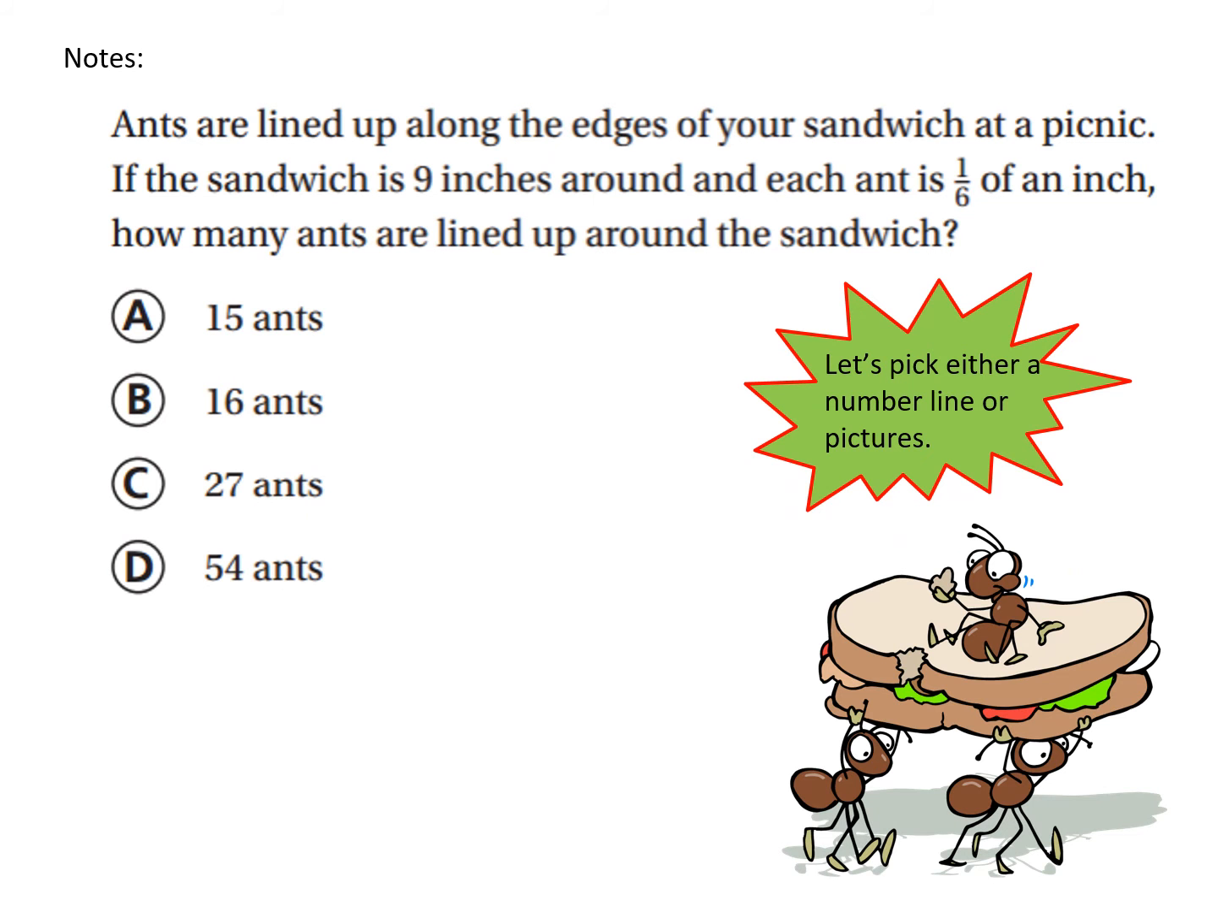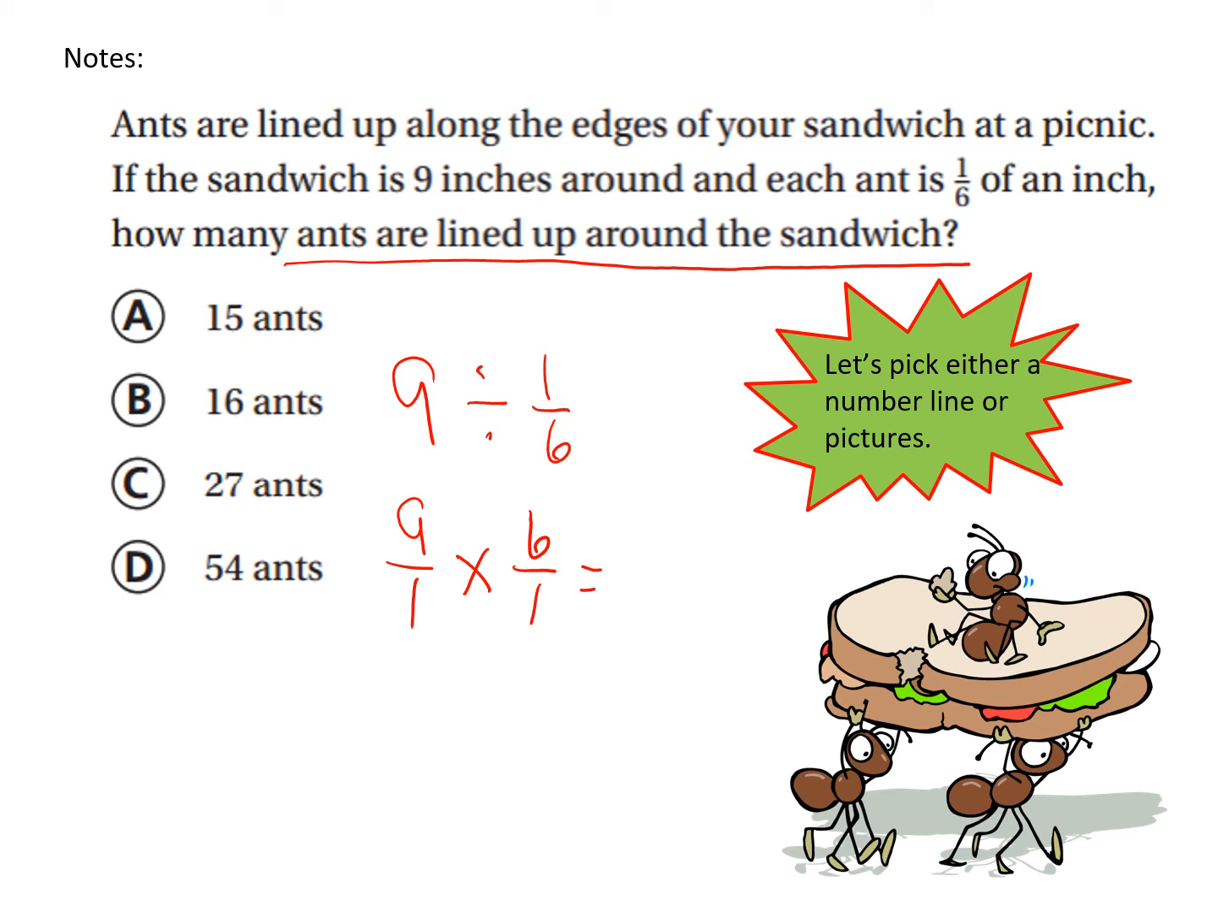All right. So ants are lined up along the edge of your sandwich at a picnic. If the sandwich is 9 inches around and each ant eats 1/6 of an inch, how many ants are lined up around your sandwich? So I've got 9 inches. I'm dividing them by 1/6 of an inch. So I add a 1, change the sign, flip the fraction, and multiply. 54 over 1 equals 54.